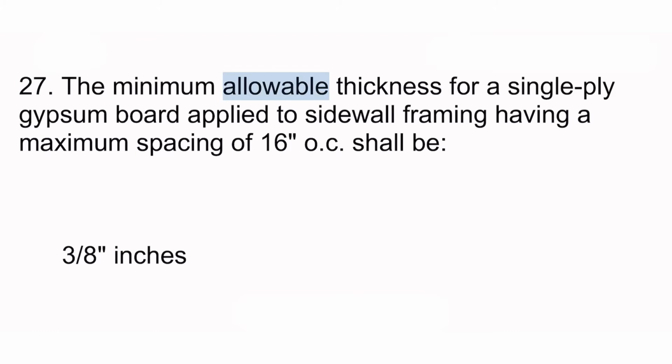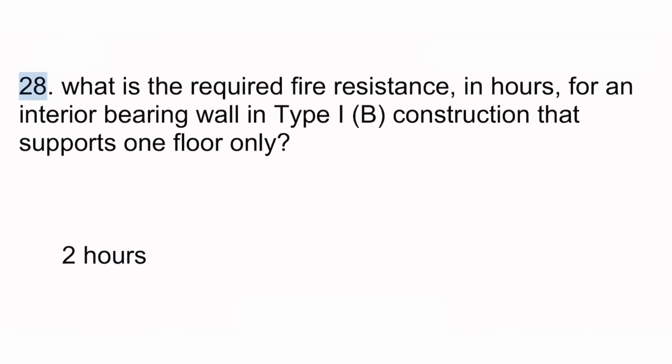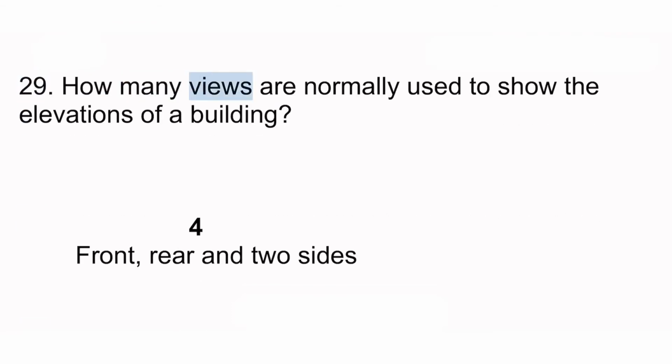27. The minimum allowable thickness for a single-ply gypsum board applied to sidewall framing having a maximum spacing of 16 OC shall be 3/8 inches. 28. What is the required fire resistance in hours for an interior bearing wall in Type IB construction that supports one floor only? 2 hours. 29. How many views are normally used to show the elevations of a building? 4. Front, rear and 2 sides.